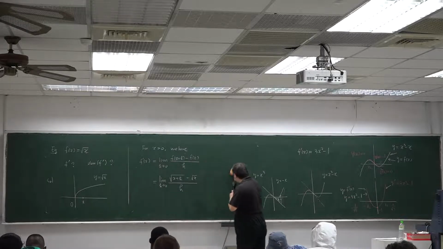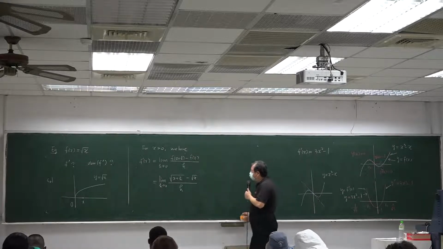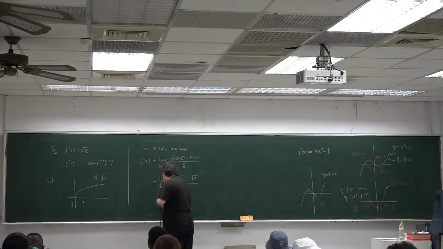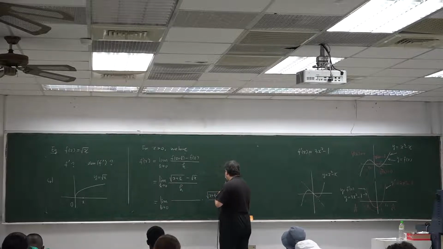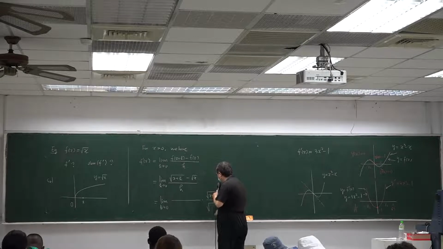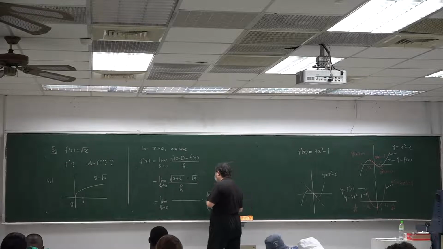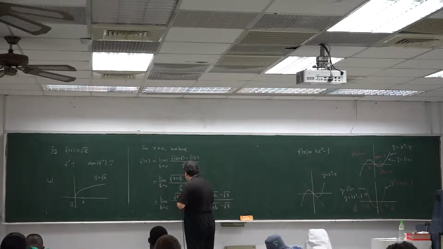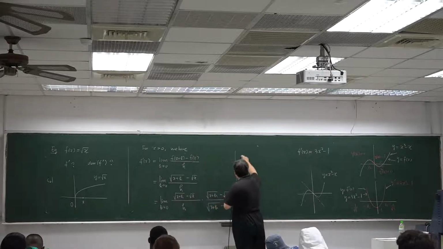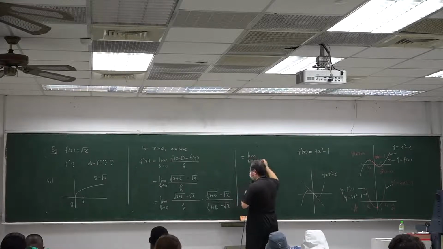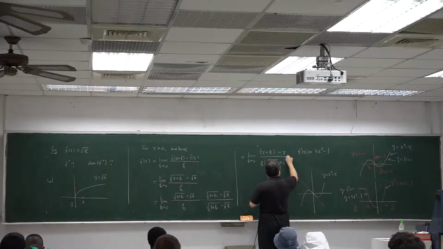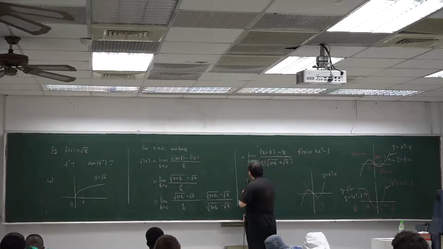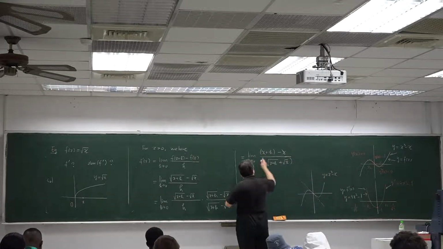We have done many exercises before. So for finding this limit, we multiply both the top and the bottom by square root of x plus h minus square root of x. x and x are cancelled. h and h are also cancelled.